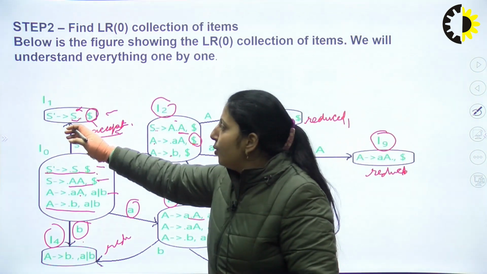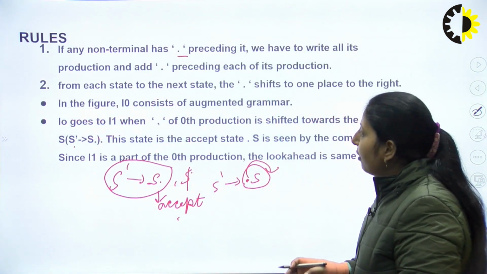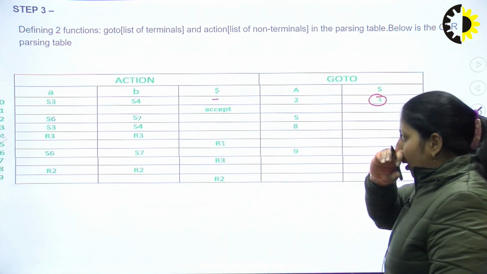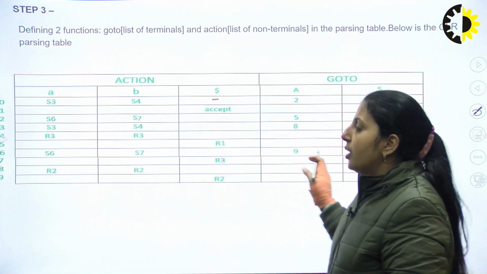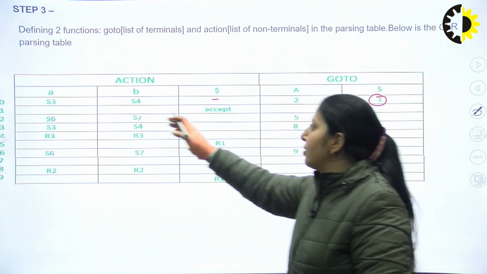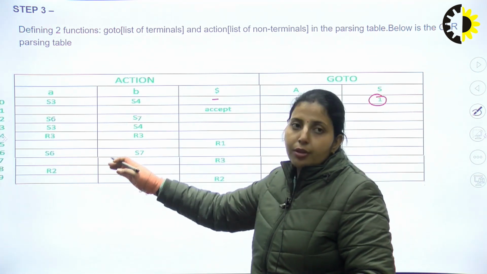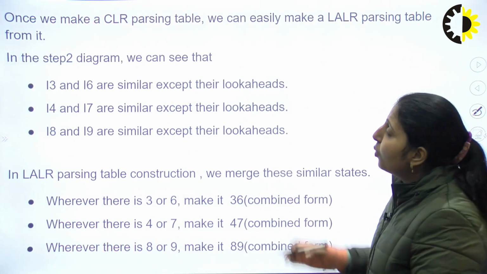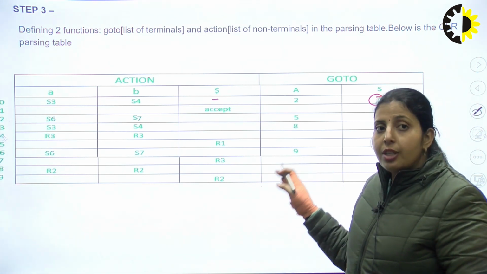From state I1, that is the accept state, we have to write accept in the dollar column. This parsing table is constructed in the same way. I have just told you how we construct it for item I0. We can construct it for the respective states also. So this is the table. This is the table for the LR(1) parser.